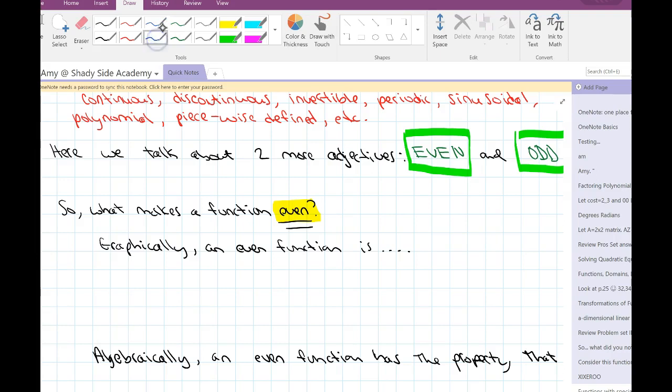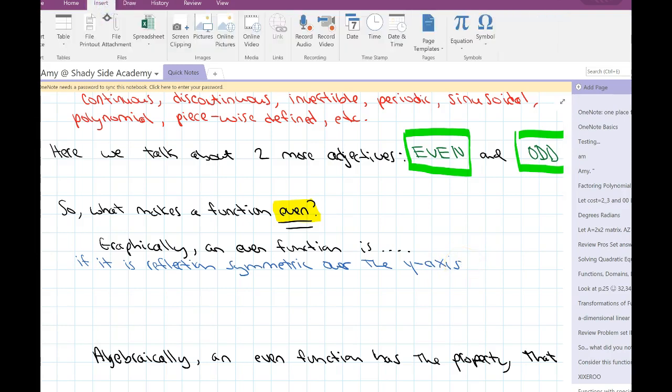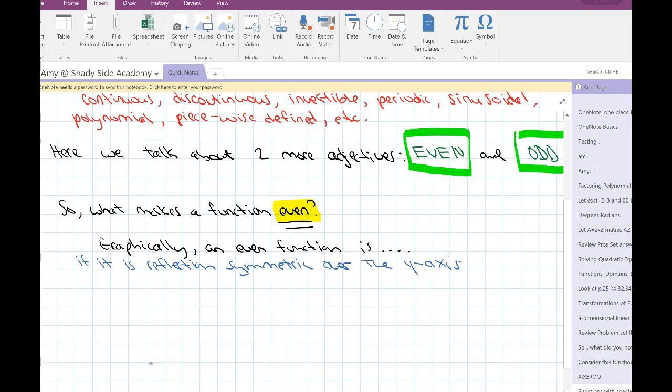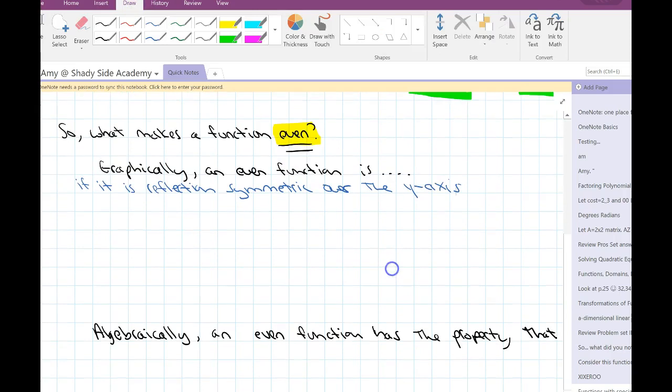A function is even if it is reflection symmetric over the y-axis. Okay, that's the graphical definition of an even function: if it's reflection symmetric over the y-axis. So I'm going to sketch two examples of even functions.